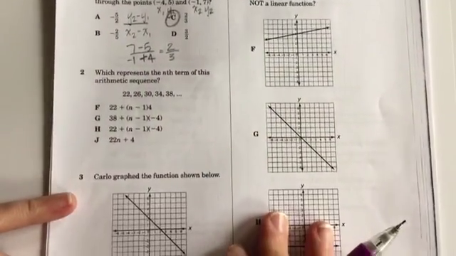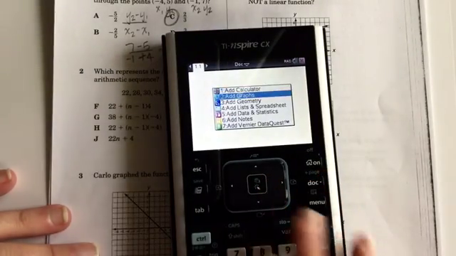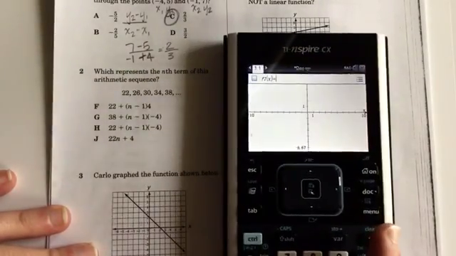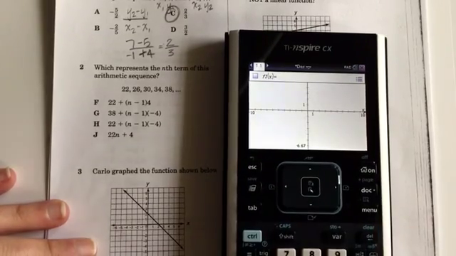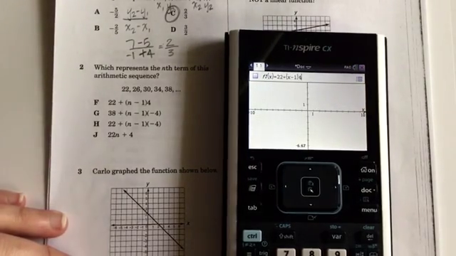Number 2, which represents the nth term of this sequence. If I'm trying to figure out a formula that works for something, I'm always going to go into a new graph document. That's where I can add my formulas. I'm going to go ahead and enter all of these. So 22 plus, now the only catch is you have to change the n to an x. It's kind of picky about that.